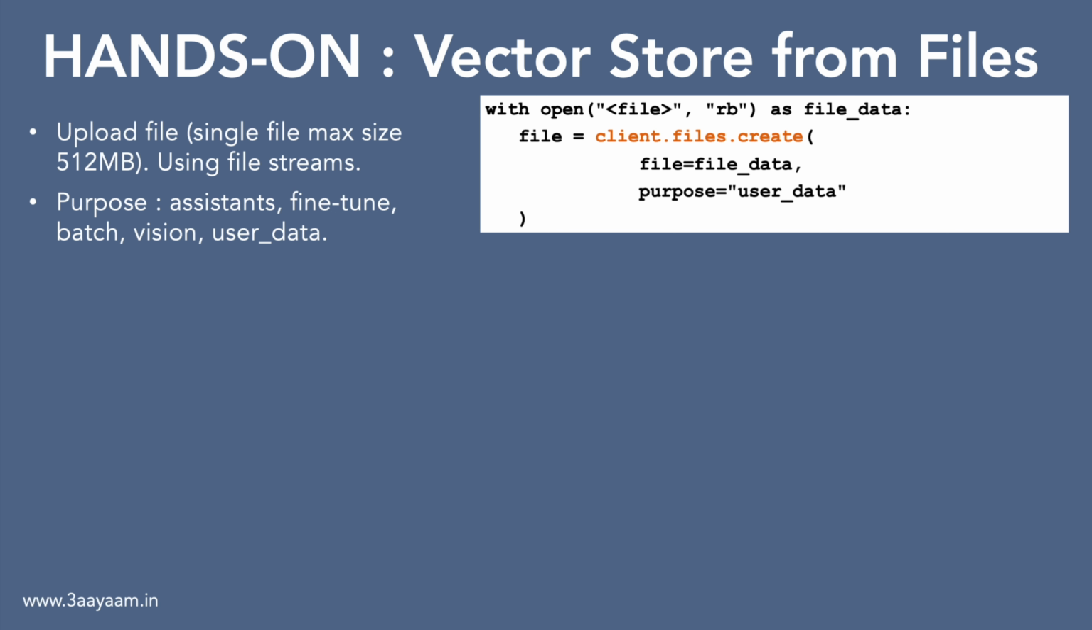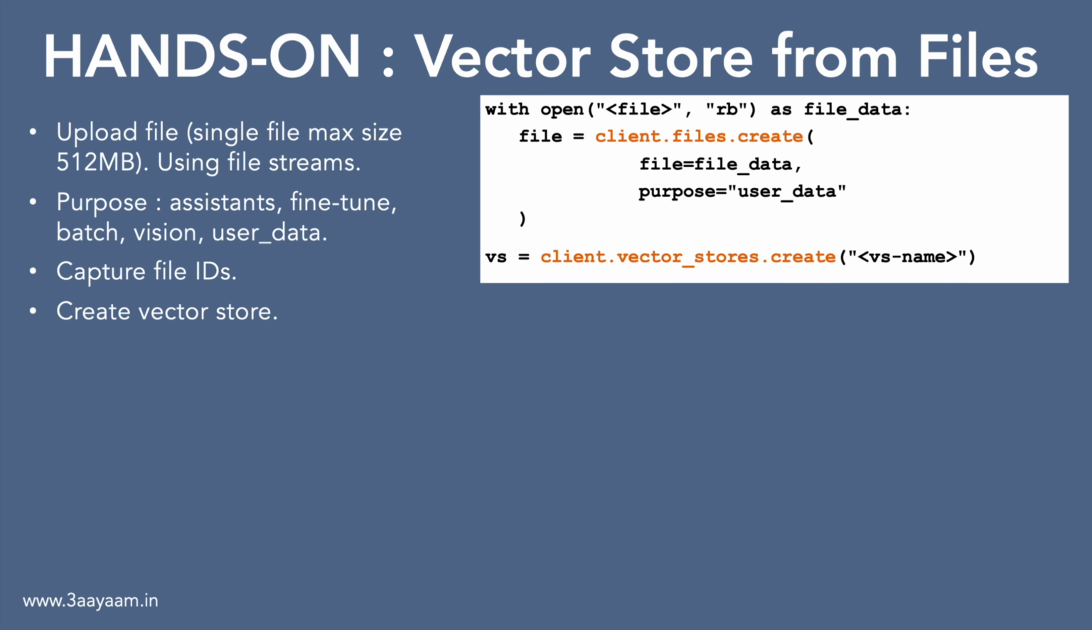So after the file is uploaded, the files are available in the OpenAI server's file storage. It has not been converted into vector embeddings yet. Then what we do, we capture the file IDs and then we create the vector store. Using this API, client.vector_stores.create, and then we provide the vector store name. Now what it does, it just creates a logical identity for your vector store. It does not upload the file yet.